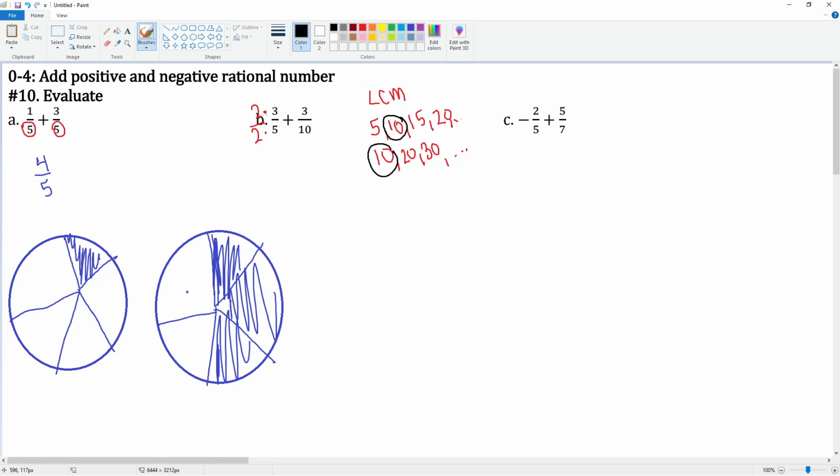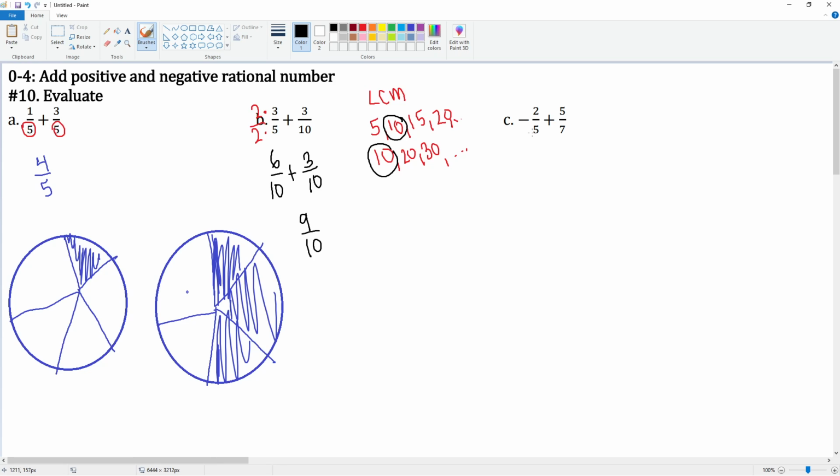To the left fraction, 2 times 3 is 6, 2 times 5 is 10. Plus the right-hand fraction, which is 3/10. Now the denominators are the same, the bottom numbers are the same, so we can just add the top. 6 plus 3 is 9, and there are 10 total pieces. So that's what you evaluate that into: 9/10.